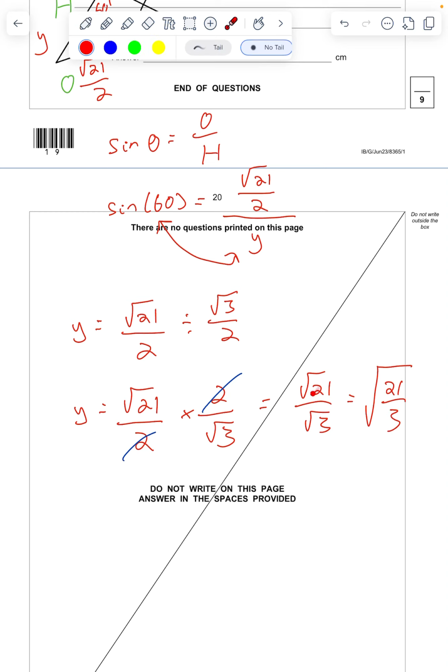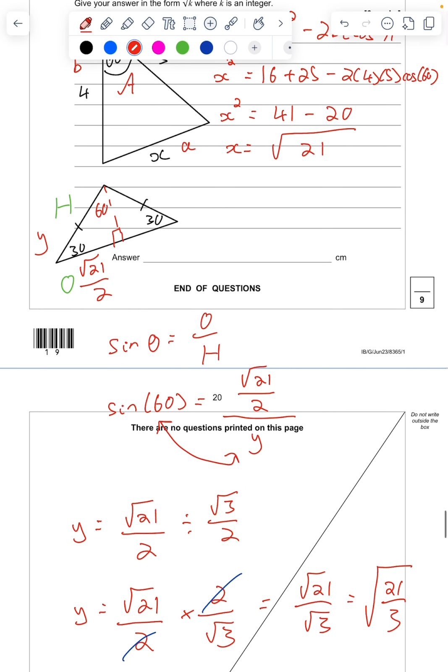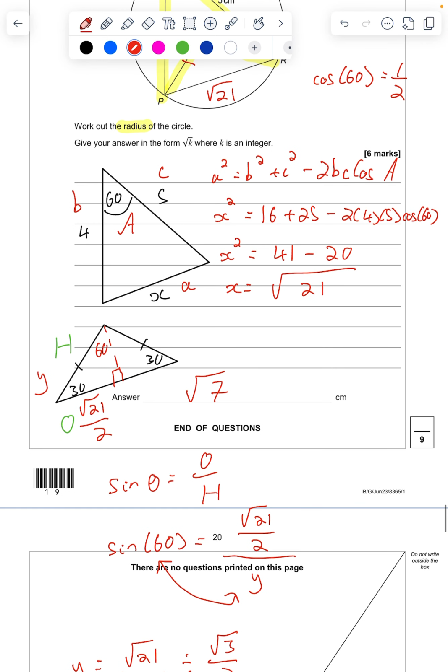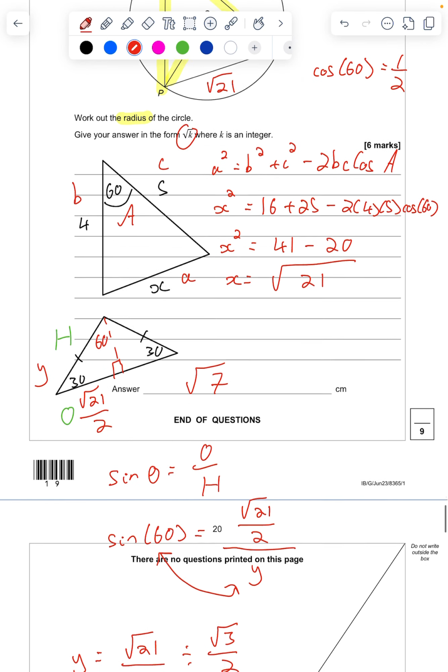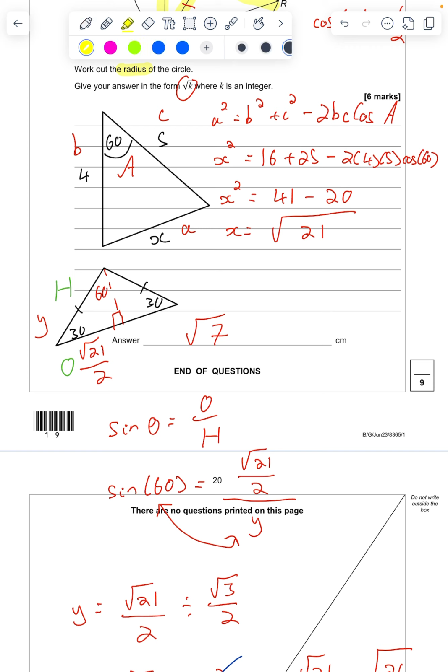If you've got two surds being divided individually, you can write it as one big surd, which is of course equal to root 7. And that's my answer. That's going to be equal to root 7, which is in the form root k, where k is a whole number, 7. So this is my final answer. We'll check the mark scheme, and we are looking good.